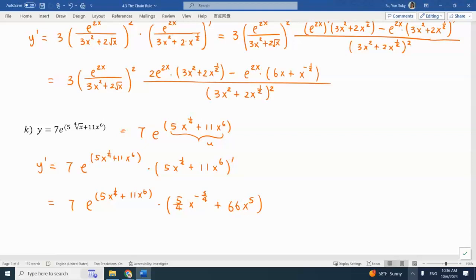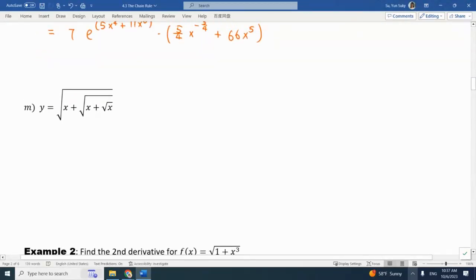So be familiar with 4 formulas. X to the n, derivative is n x to the n minus 1. And then e to the u, derivative is e to the u times u prime. And you have product rule and quotient rule.